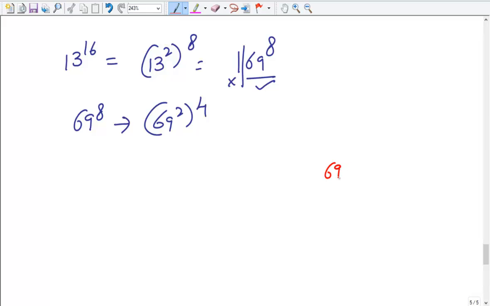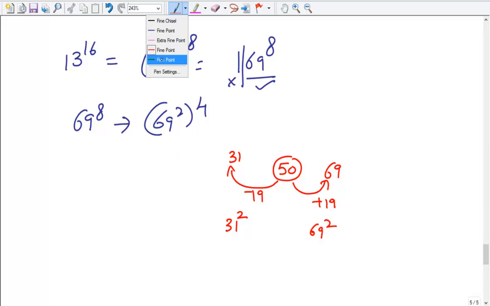Now 69, we can take a deviation about 50. So this is plus 19. Now if you know 69 square, that's very good. If you don't know, then take the minus deviation. That's going to be 31. Now 31 square and 69 square, the last two digits are same. If you know 31 square, that's very good. If you don't know, then you can take the deviation from 25.